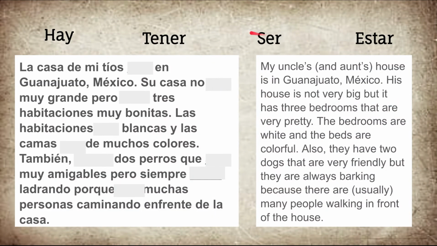Last, take a moment to look at this paragraph. Pause the video and try to use your notes and your understanding to figure out which form of hay, tener, ser, or estar you should use in each sentence. You can use the English translation or you can cover it and challenge yourself. Pause the video, and when you're ready, you may continue.